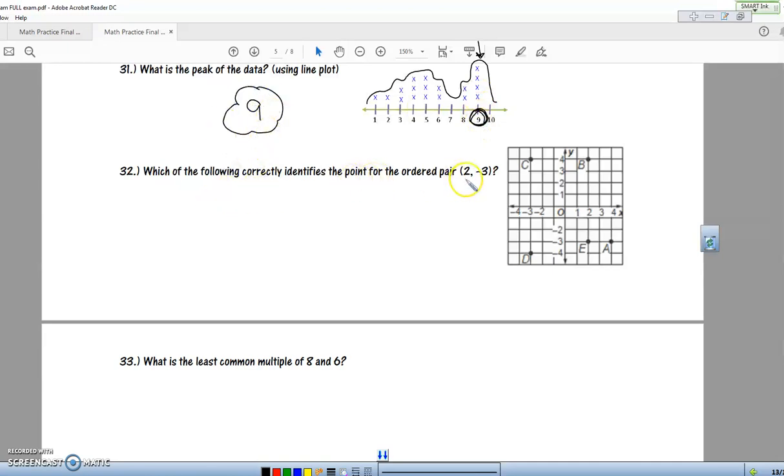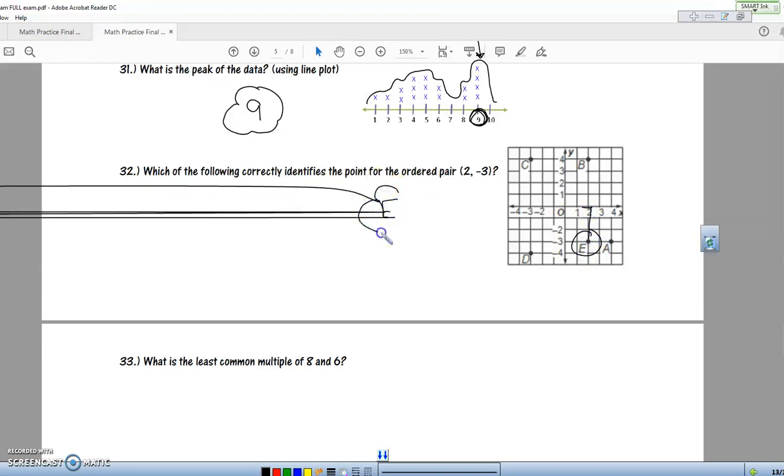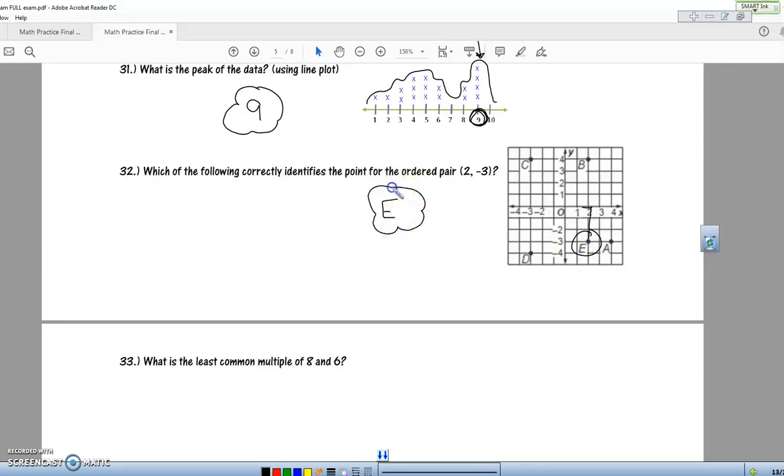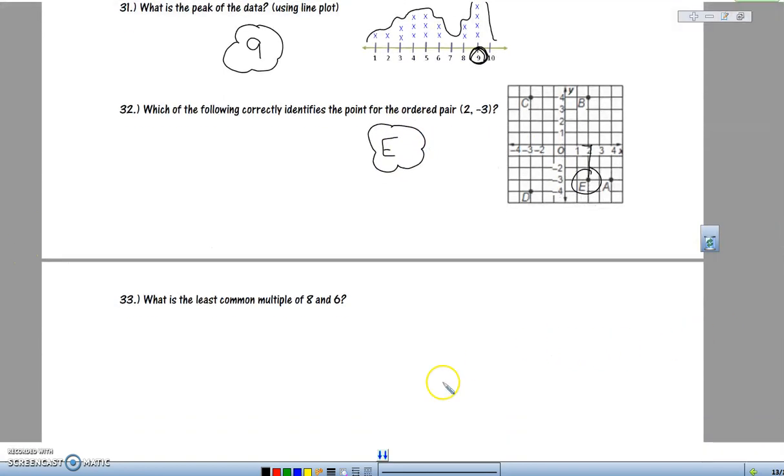Which of the following correctly identifies the ordered pair 2, -3? So that means go over to the 2, down to the 3, so E. Okay. What is the least common multiple of 8 and 6?